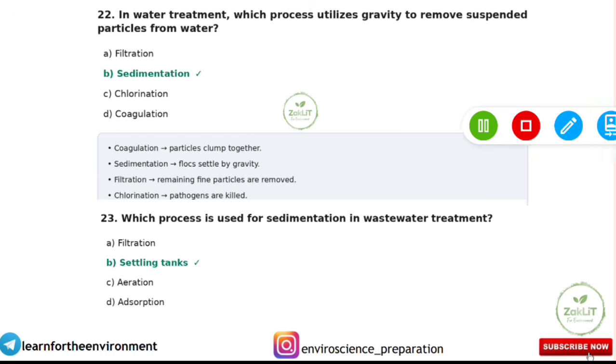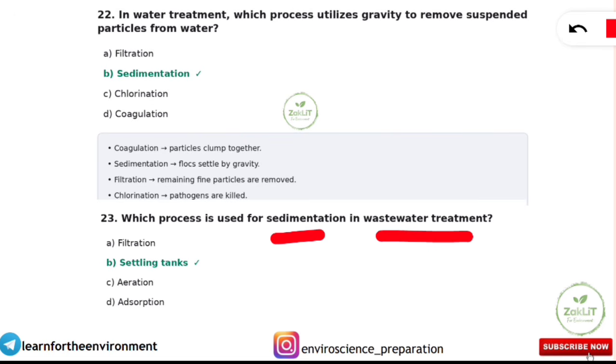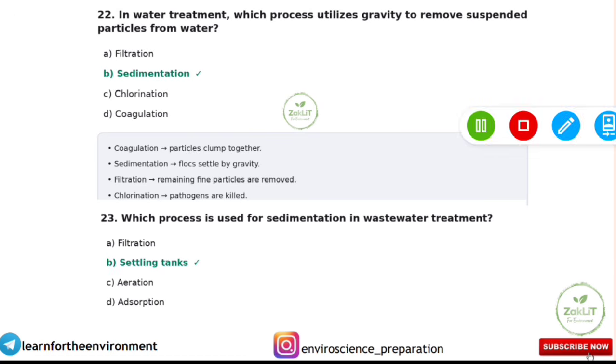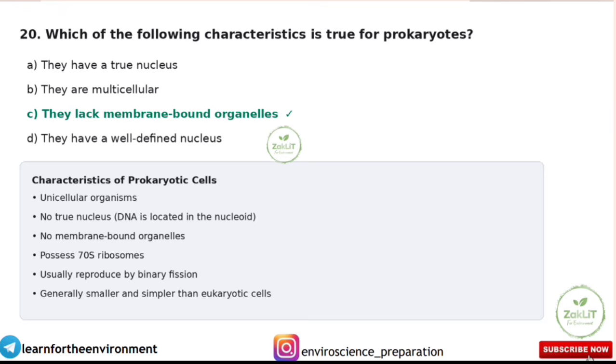Coming to the next question, which process is used for sedimentation in wastewater treatment? Yes, the settling tanks are used for the sedimentation technique, which utilizes the gravity to remove the suspended particles in the wastewater treatment with the help of the settling tanks. Now coming to the next question.